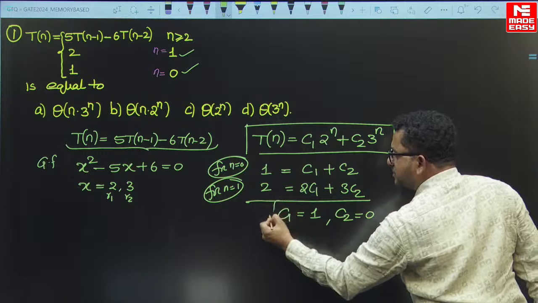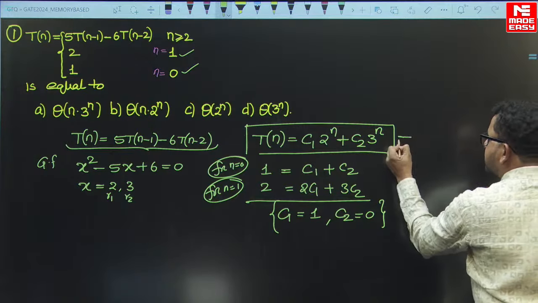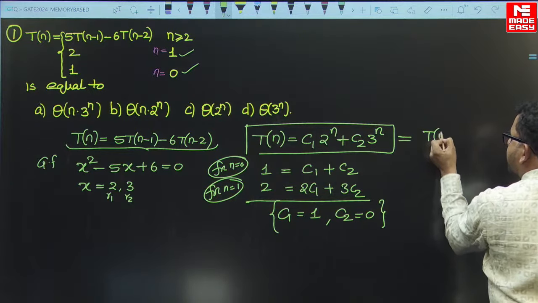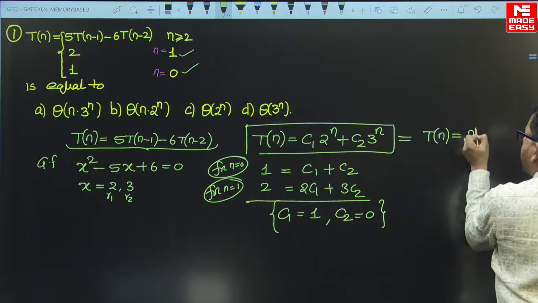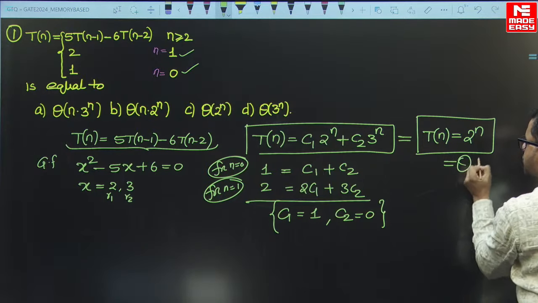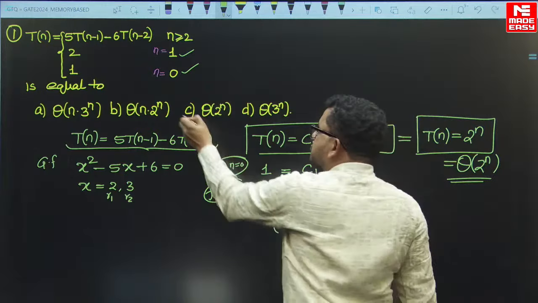C1 value is 1 and C2 value is 0. That means C2 is 0, so T of n is simply 2 power n. The actual solution itself is 2 power n. So the answer to this question is C.